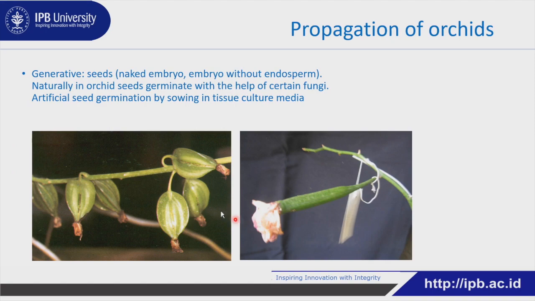Propagation of orchid can also be generative, from the seed, but the seed of the orchid is a naked embryo, or embryo without endosperm, so it cannot germinate easily. In nature, orchid seed germinates with the help of certain fungi, and in our case today, we will discuss artificial seed germination by sowing them in a tissue culture media.